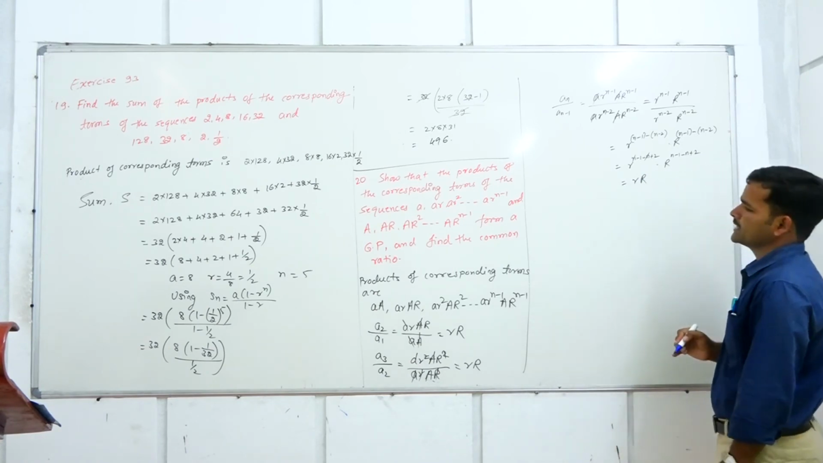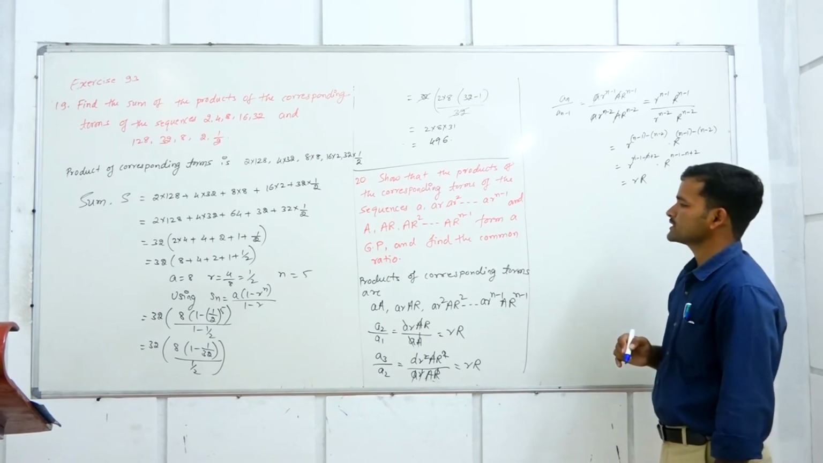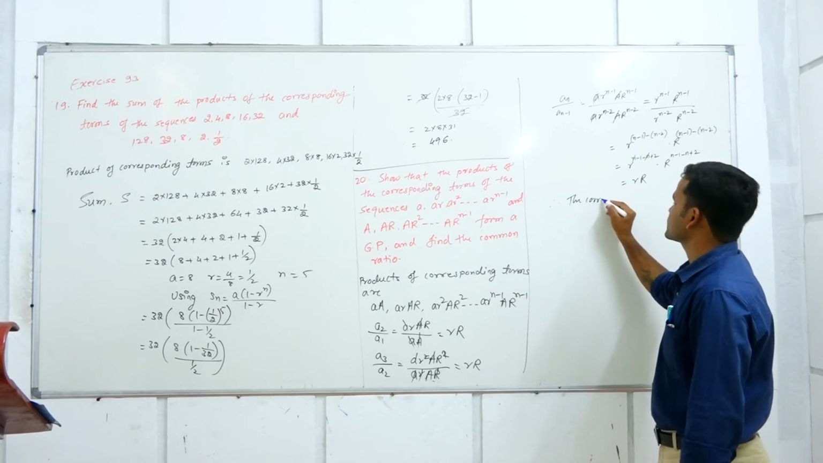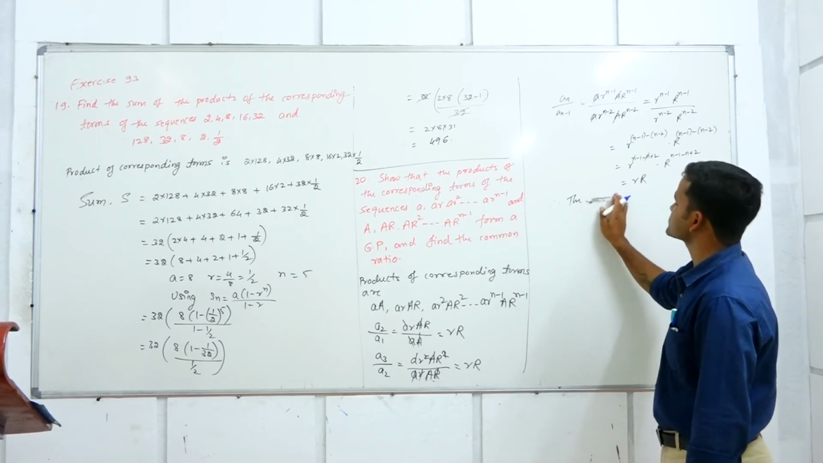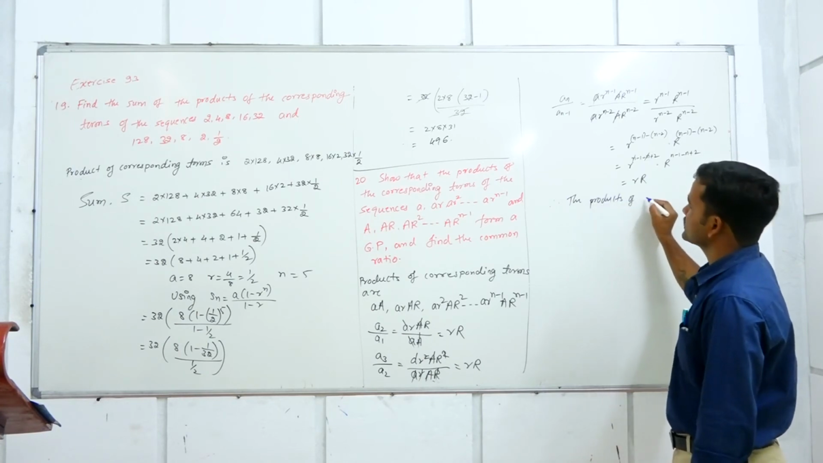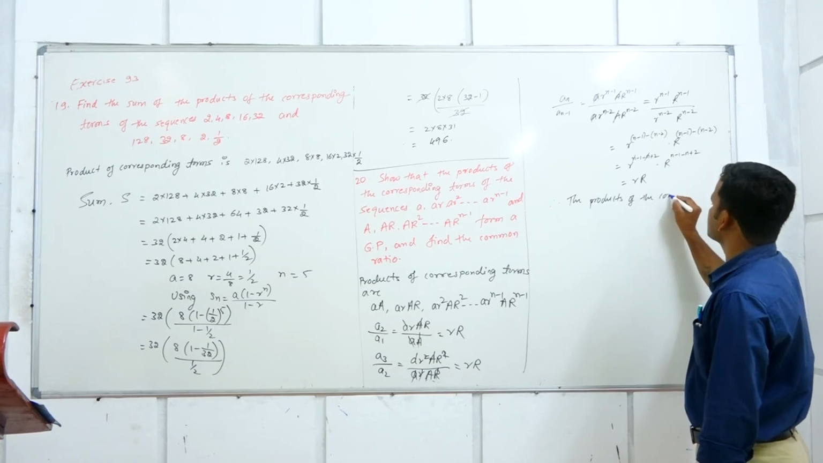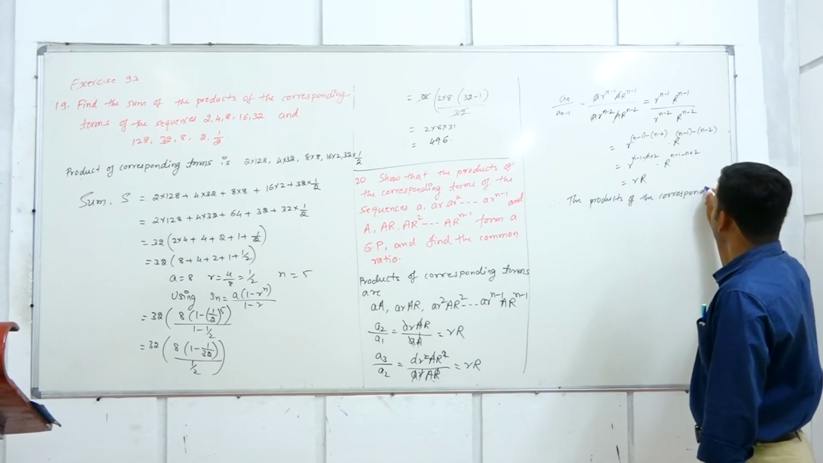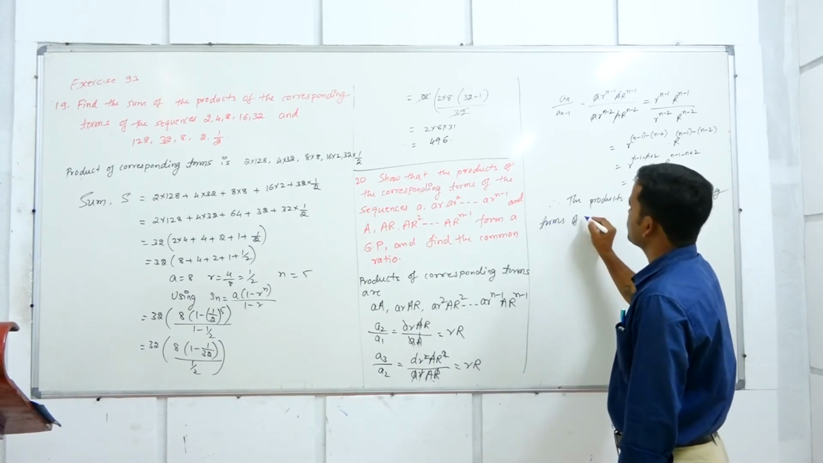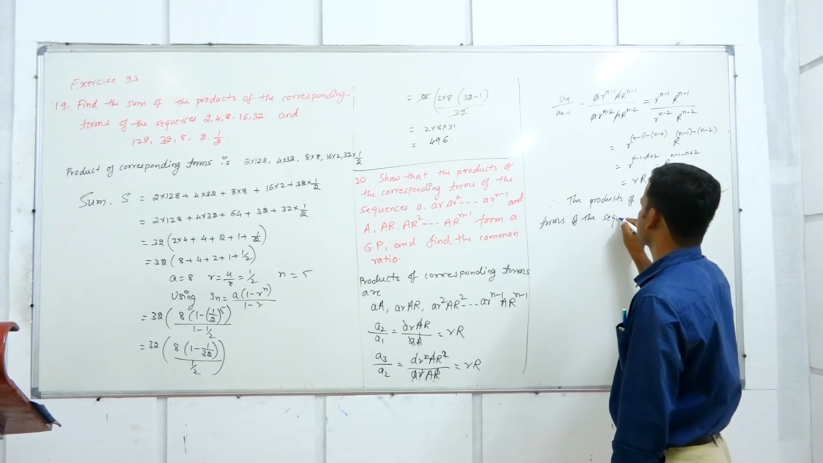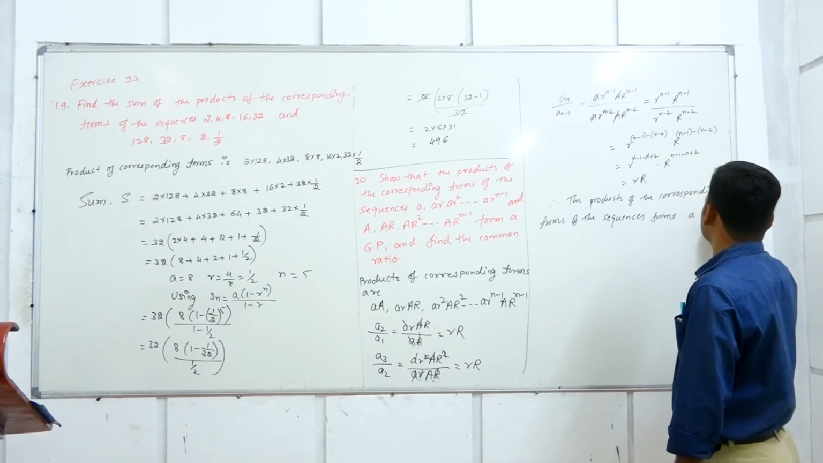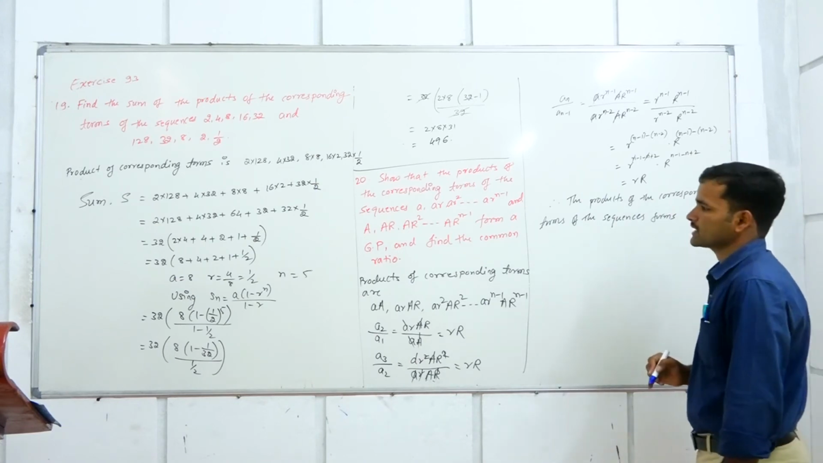Like that, you take any ratio between any two consecutive terms, that will be the same. Therefore, the products of the corresponding terms of the sequences form a geometric progression. That we can conclude.